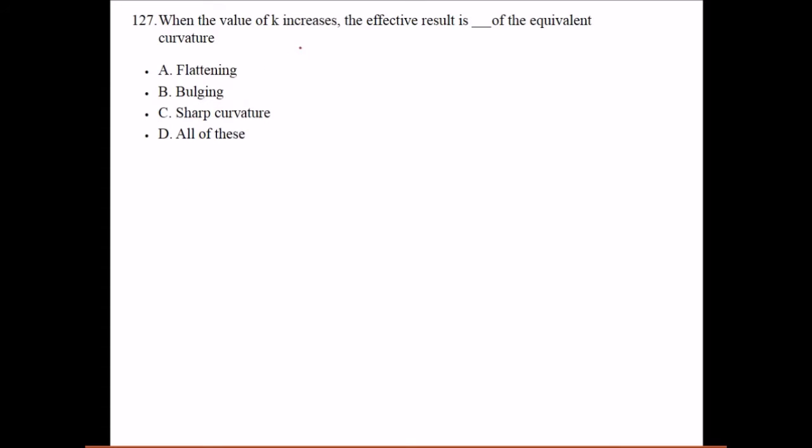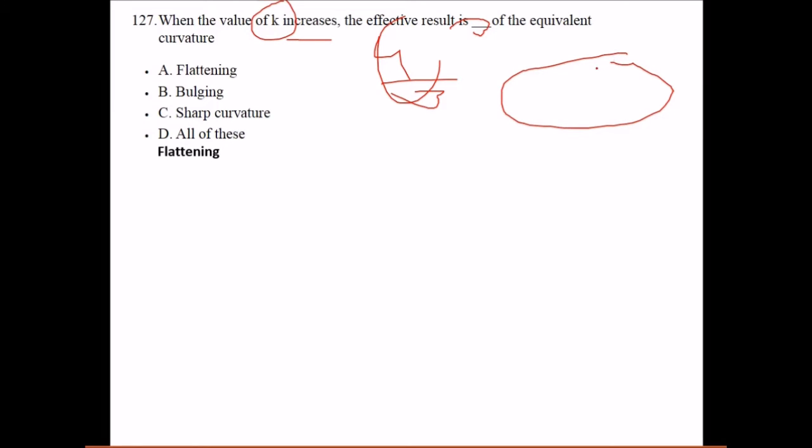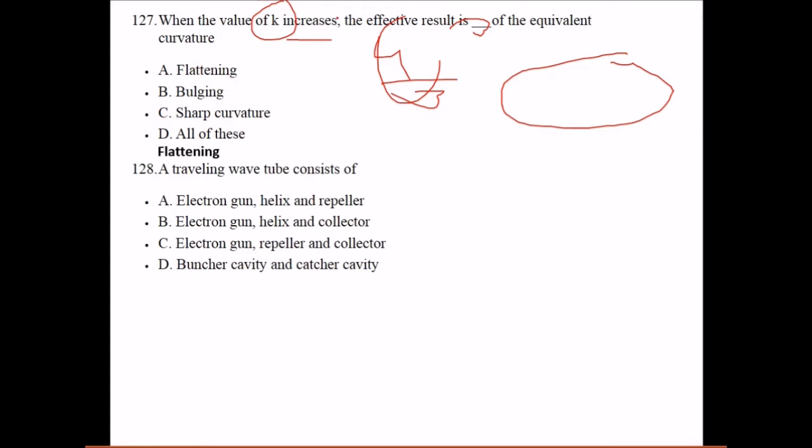So when the value of k increases, the effective result is dash of the equivalent curvature. K, as you have seen, is normally taken as 4 by 3. It is flattening. When the value of k increases, the effective result is flattening of the equivalent curvature, because we are speaking about an ellipse. This is a very important factor as far as this case is concerned.